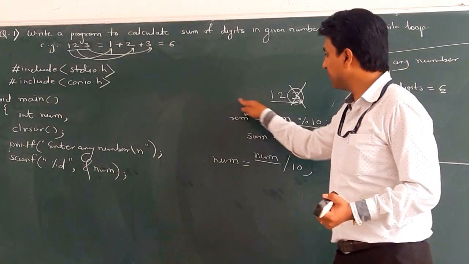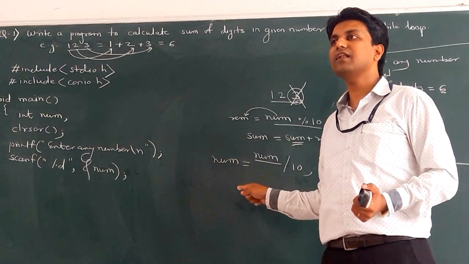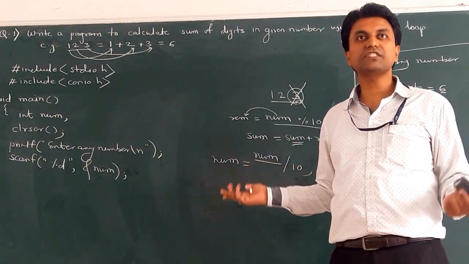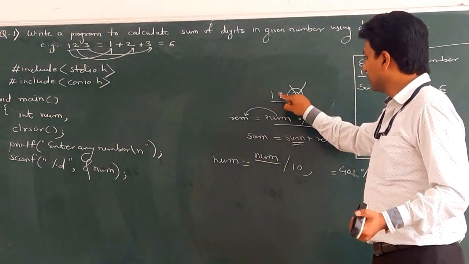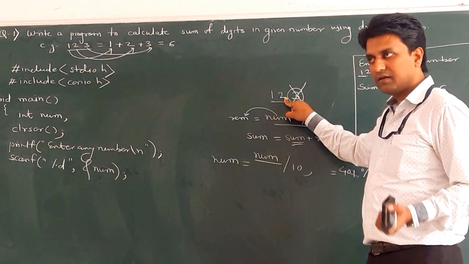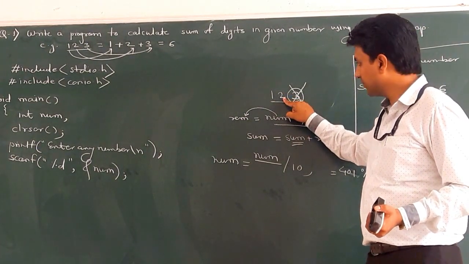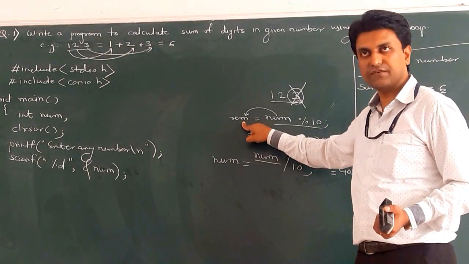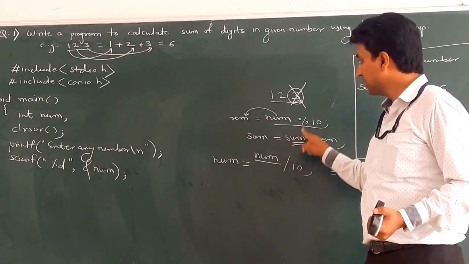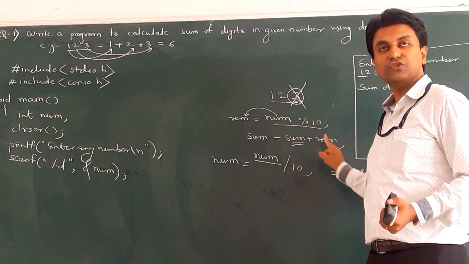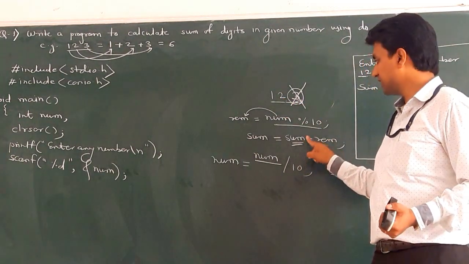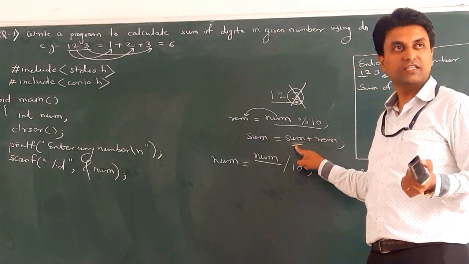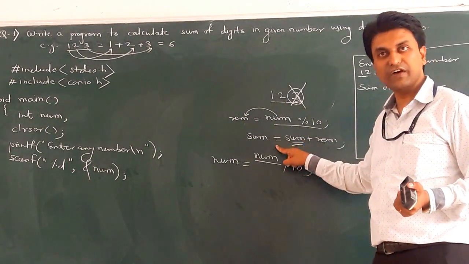So repeat the same steps for 12. The number is 12. Separate the first digit from the number, that is 2. 2 comes into the remainder variable. Then the next step is to add this digit into sum. After the first iteration the sum becomes 3. 3 plus 2, it becomes 5.